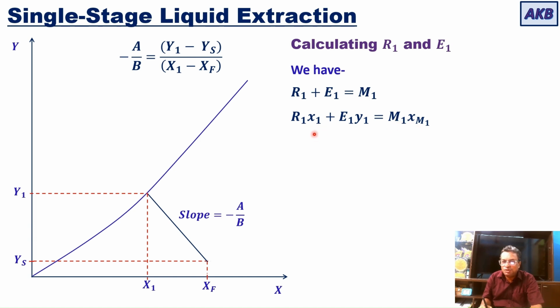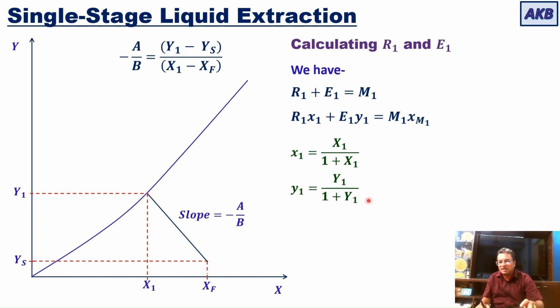Now, in order to use small x1 and small y1 in this equation, you can get those by using capital X1 and capital Y1, because small x1 is equal to capital X1 divided by 1 plus capital X1, and small y1 is equal to capital Y1 divided by 1 plus capital Y1. I have derived these relations in my previous video. You please watch it. So when capital X1 and capital Y1 are known, we can convert them to small x1 and small y1, and that will give us the second equation.